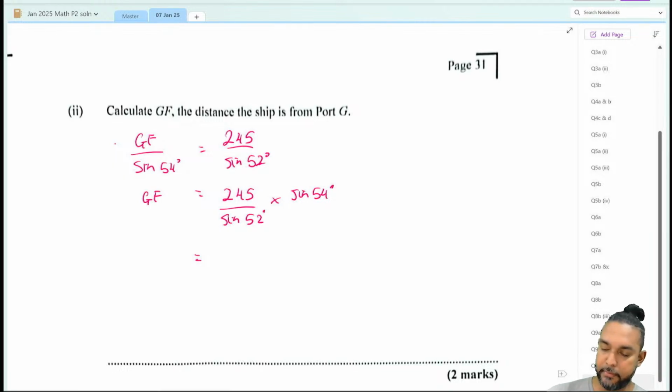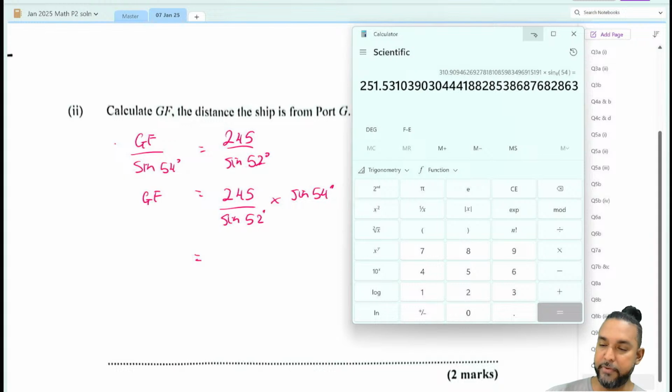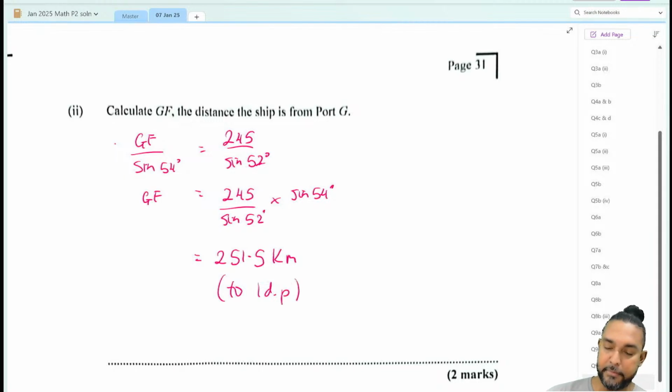Okay, well, that's just calculate, right? So 245 divided by the sine of 52, then multiplied by the sine of 54. So about 251.5 kilometers. That's for angles. So we could probably round it to 252, to be honest, because they did say 3 significant figures. That was on the front of the paper.